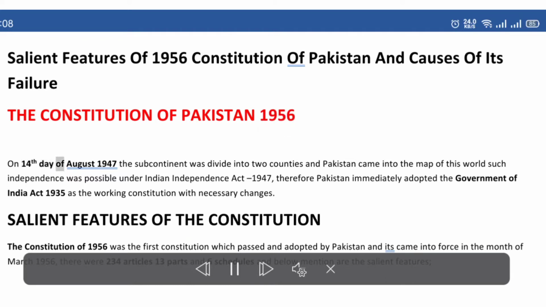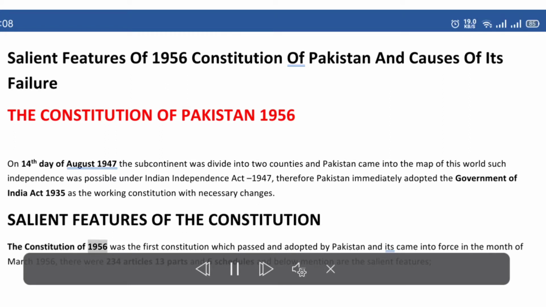On the 14th day of August 1947, the subcontinent was divided into two countries and Pakistan came onto the map of this world. Such independence was possible under the Indian Independence Act 1947. Therefore, Pakistan immediately adopted the Government of India Act 1935 as the working constitution with necessary changes. Salient features of the Constitution.